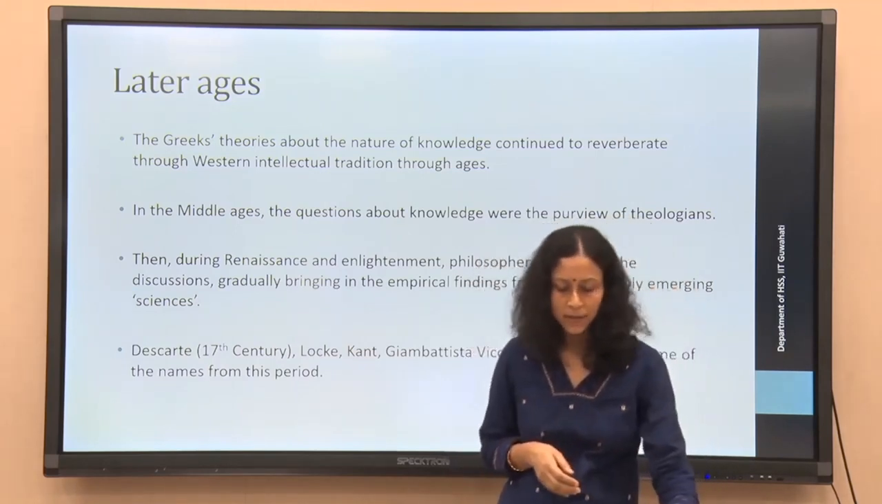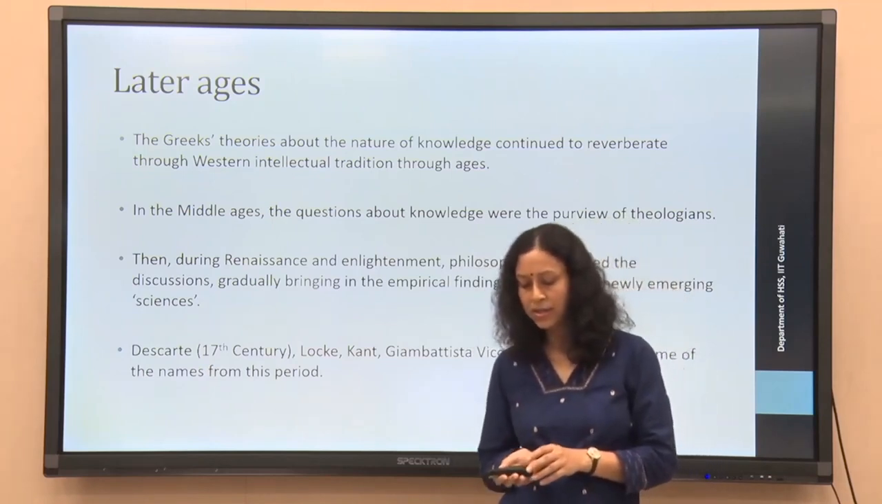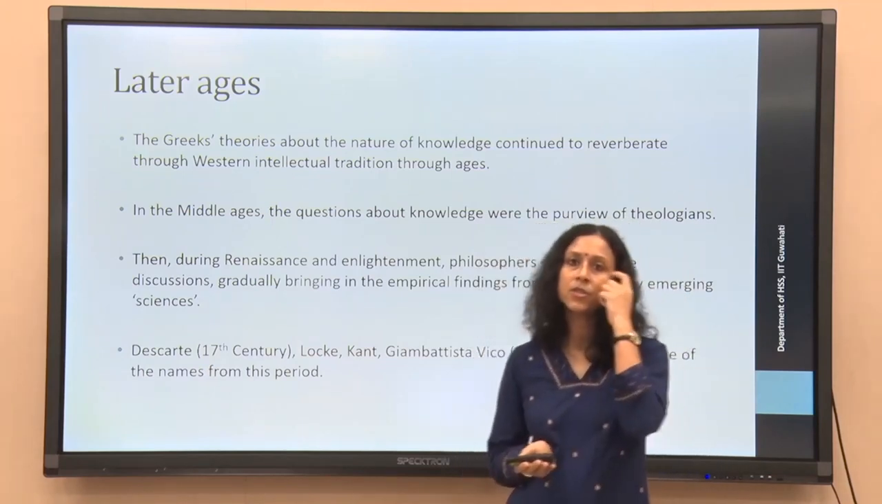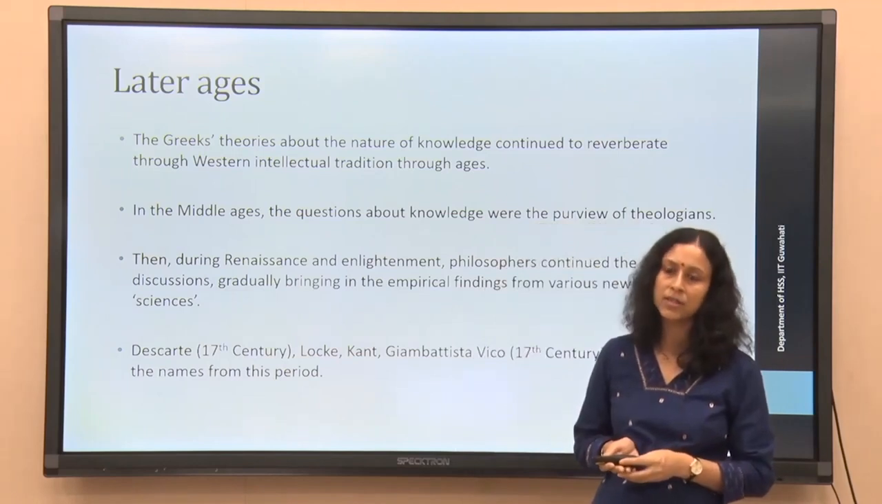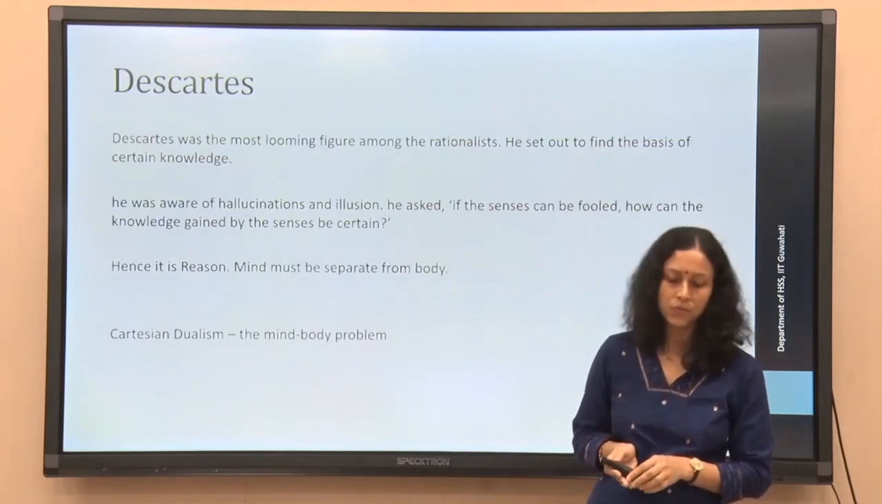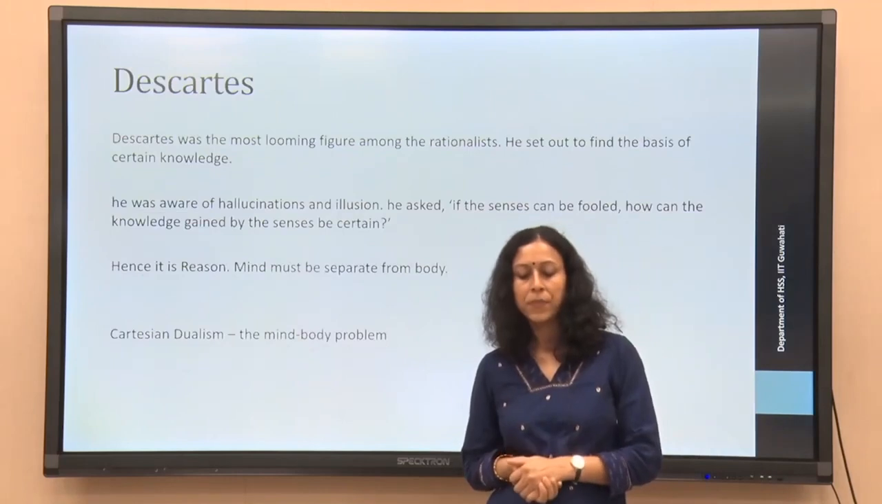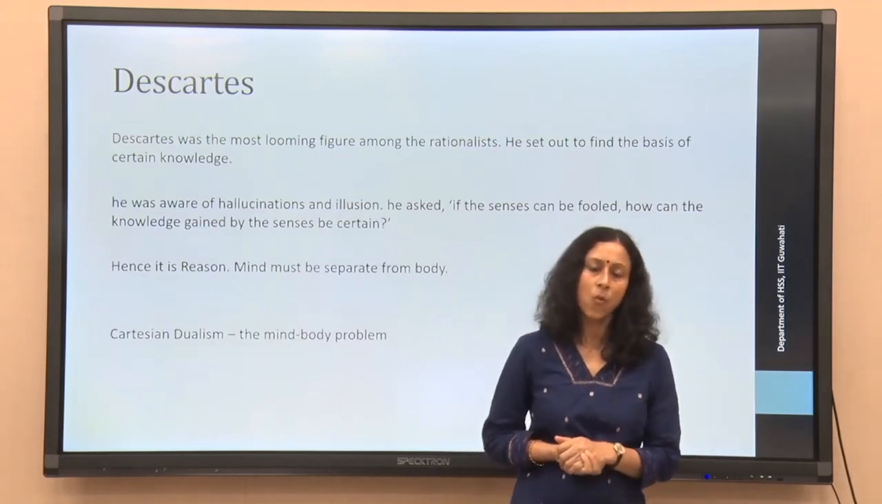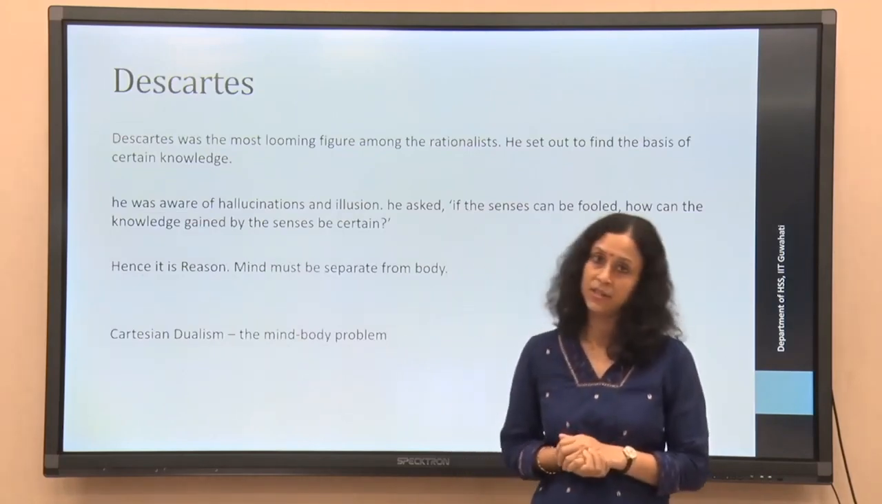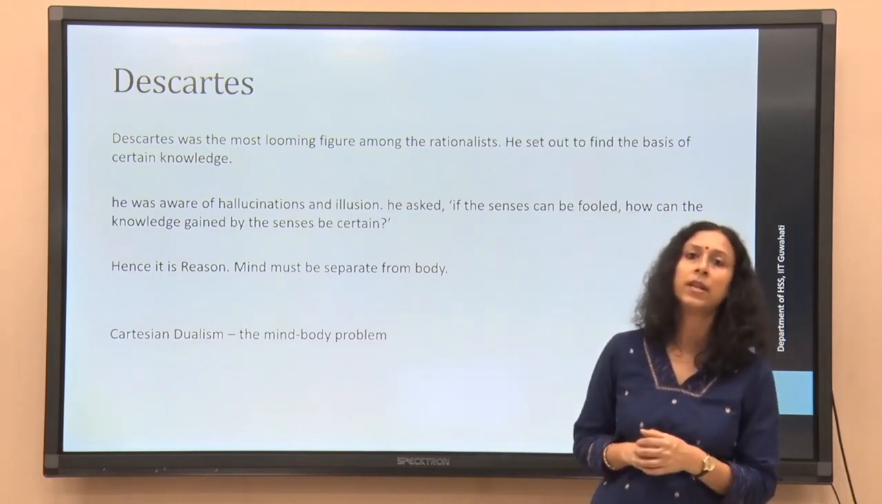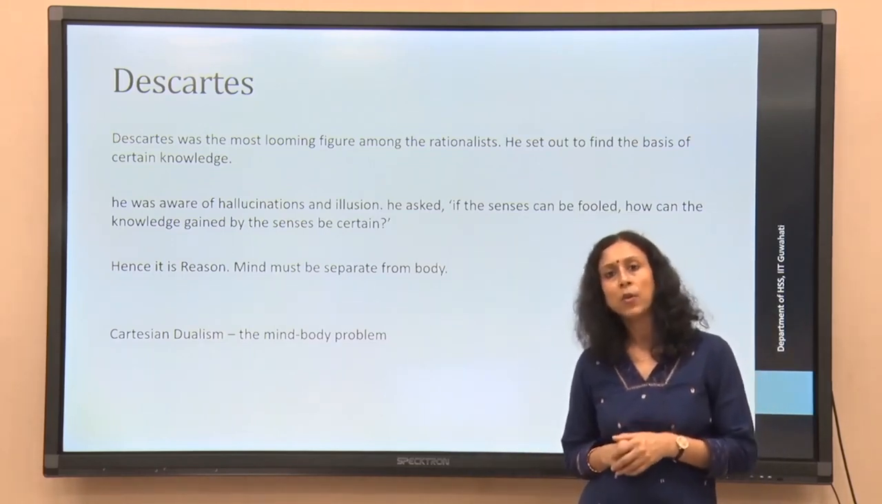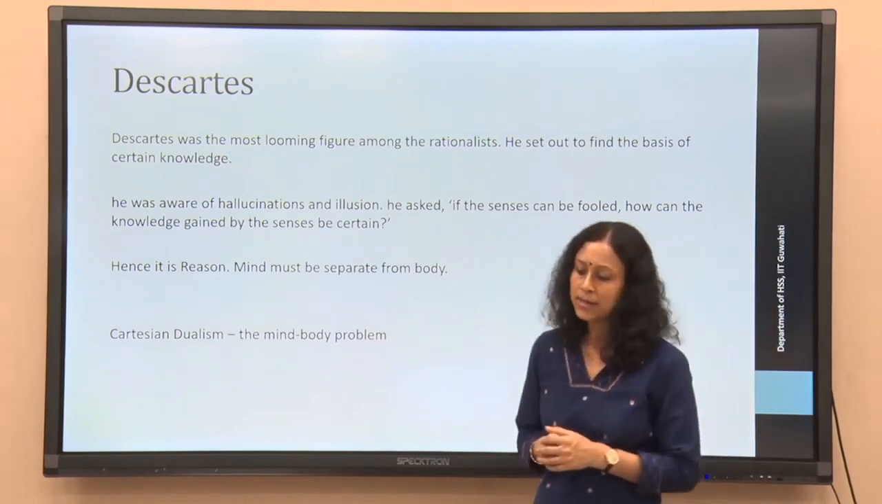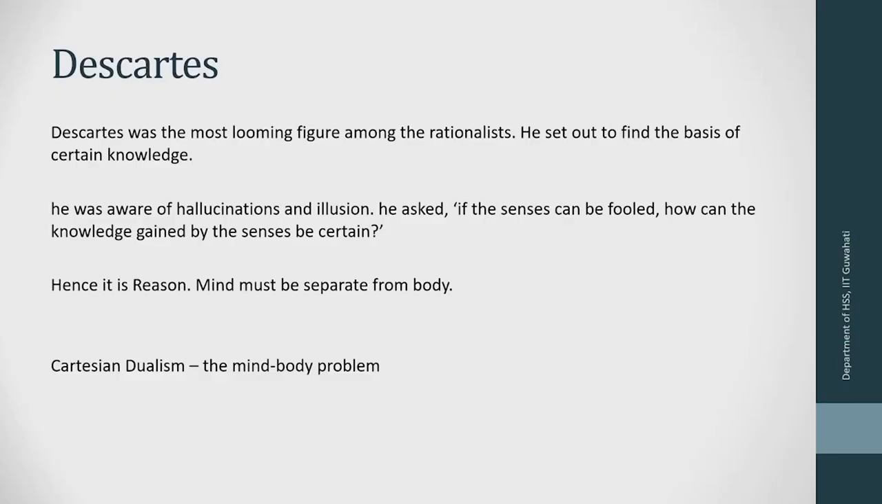So, this is how old the discussion goes on, and Descartes and Vico in the 17th century are very important, as we will see shortly. Descartes is one of the most looming figures among the rationalists. Rationalists are those people who believe that knowledge can be acquired only through reasoning. It cannot be acquired through senses. So, Descartes is among the most pioneering figures among the rationalists.